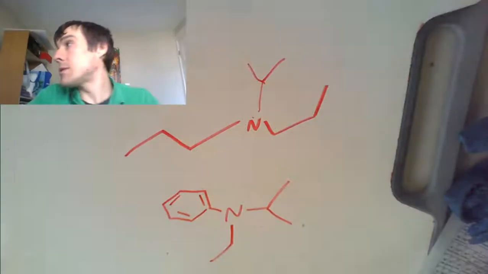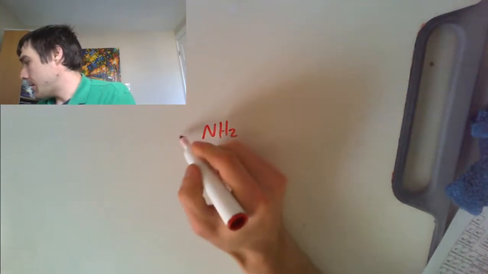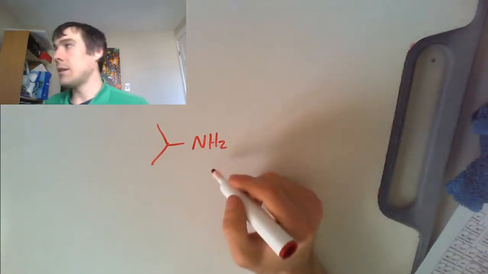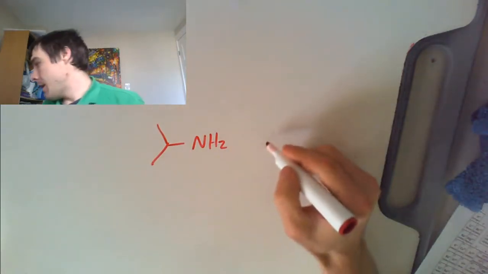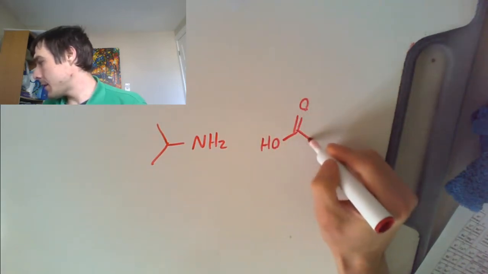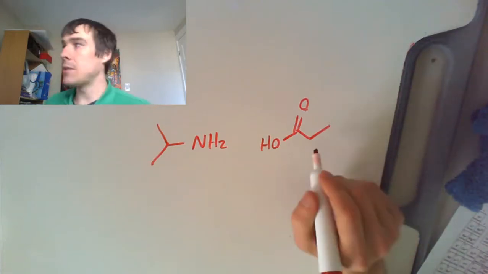Let's do one of these just for fun. Let's choose an amine. How about this one here? That is 1-methylethanamine, or you could call it isopropylamine. And we're going to connect it to this carboxylic acid. That looks good. Propanoic acid.